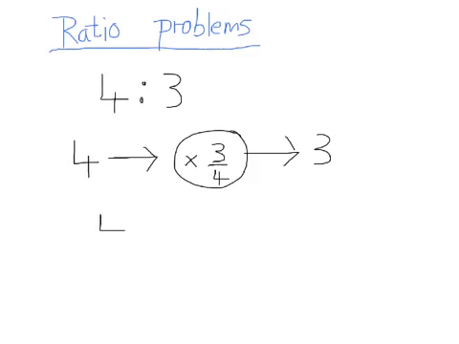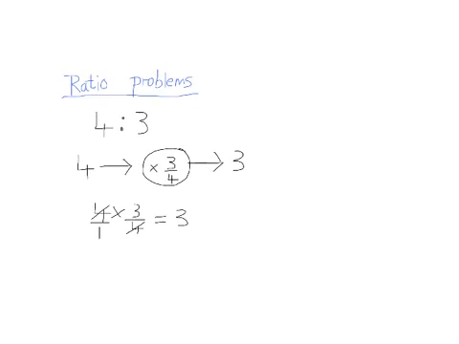So if I had to say 4 times 3 over 4, we know that 4 is the same thing as 4 over 1. The 4s and 4s are going to cross cancel, and you're going to be left with 3. So you can see that the fraction 3 over 4 times 4 is the relationship that gets you from 4 to 3.